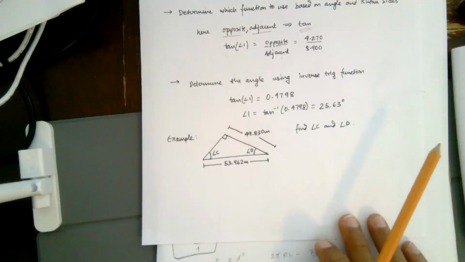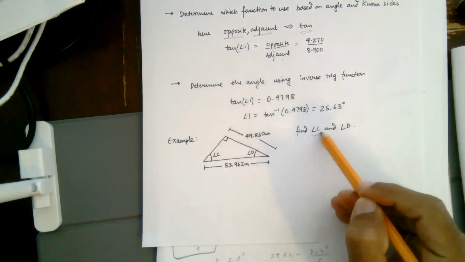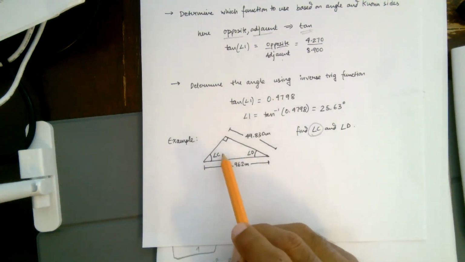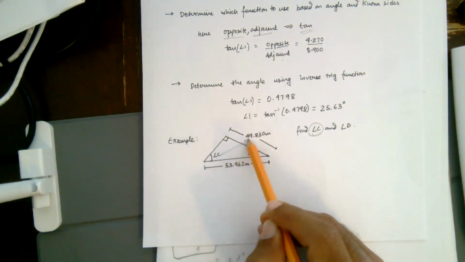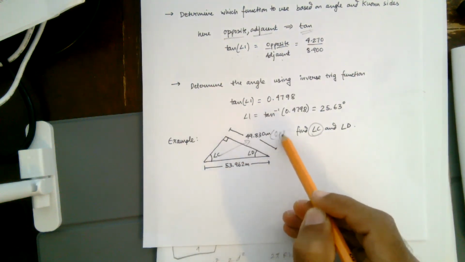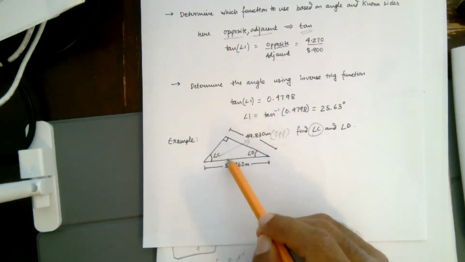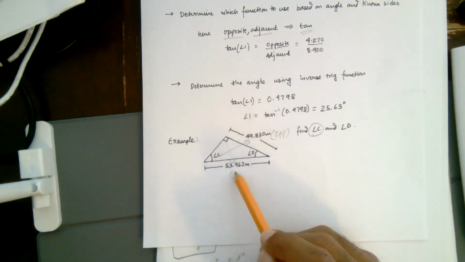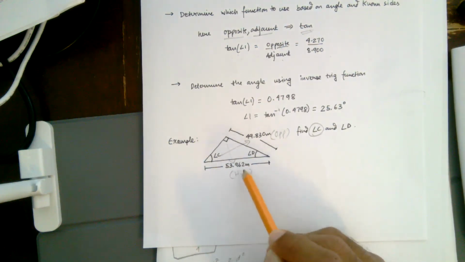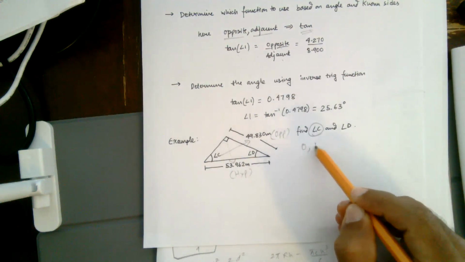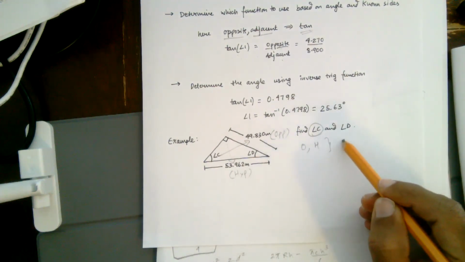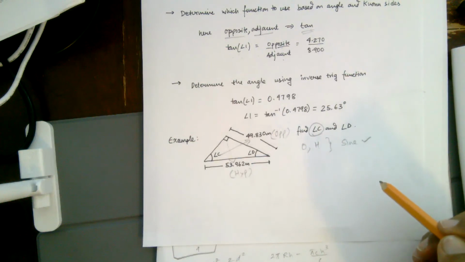Another example here, find angle C and angle D. So let's start with angle C. Now with respect to angle C, that is my opposite. But be careful, this side is actually the hypotenuse. So we know opposite and hypotenuse, which tells me that I should be working with sine.